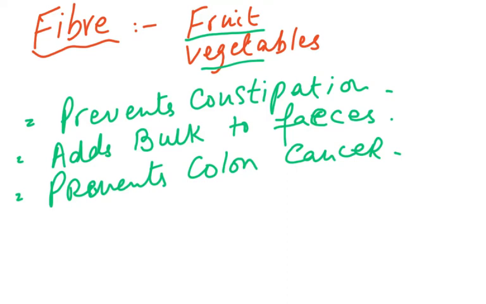So fruits and vegetables have got cellulose. Now we don't have the enzyme cellulase, so that is not going to be digested. So that is going to be passed out in the feces. So I said it adds bulk to the feces and then prevents constipation and also prevents colon cancer.